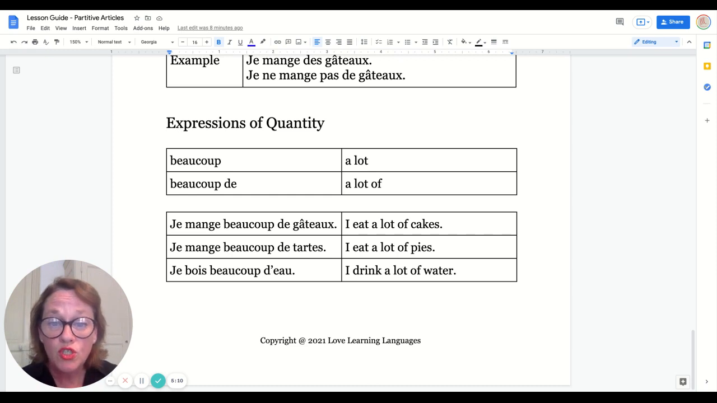Je mange beaucoup de tartes. Je bois beaucoup d'eau. You see? So try to remember just that one expression of quantity for now.